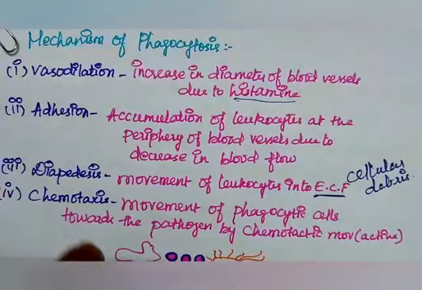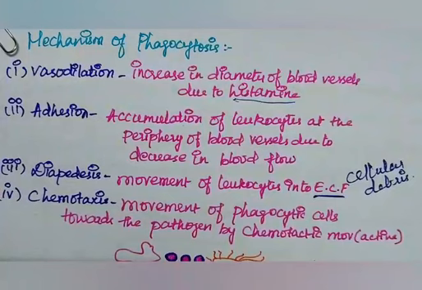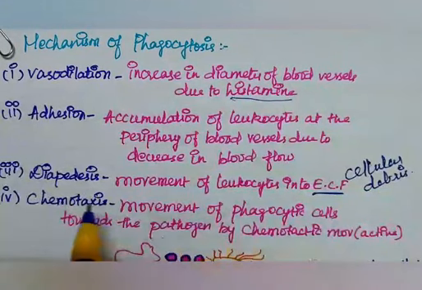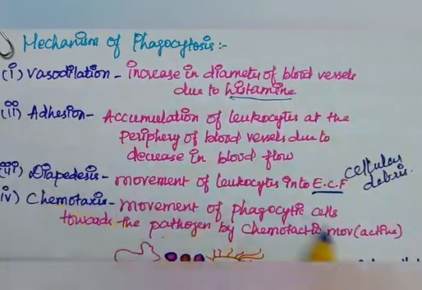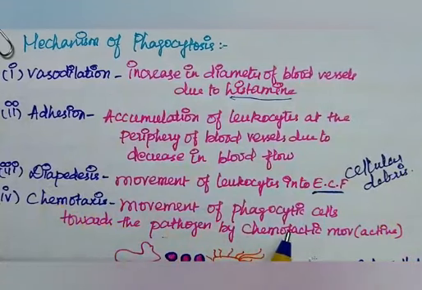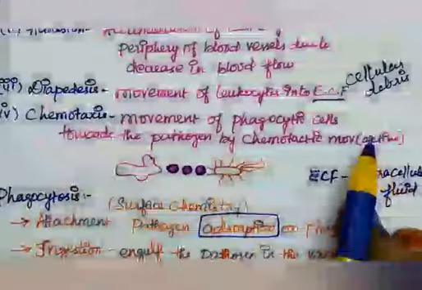And the next step is chemotaxis, that is movement of the phagocytic cells or the leukocytes towards the pathogen by chemotactic movement. As stated earlier in diapedesis, by engulfing those cellular debris left behind by these pathogens, they move towards the pathogen, where the pathogen resides in our blood or in any of the cells.